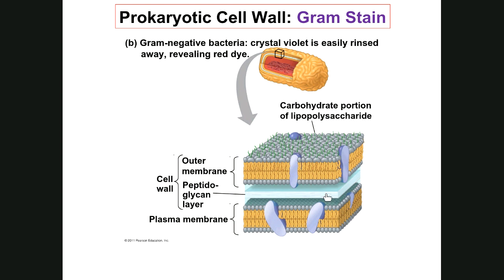The inner part of the cell wall that's up against the plasma membrane is made up of peptidoglycan, but it's much less. It's a thinner layer. Sitting on top of it is the other part of the cell wall for a gram-negative bacterium, that lipopolysaccharide, or LPS. Notice, this lipopolysaccharide is a phospholipid bilayer like the plasma membrane, except it has many polysaccharides attached to it.